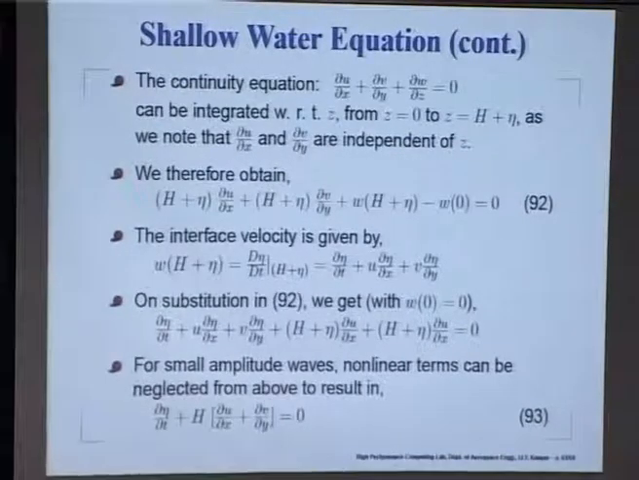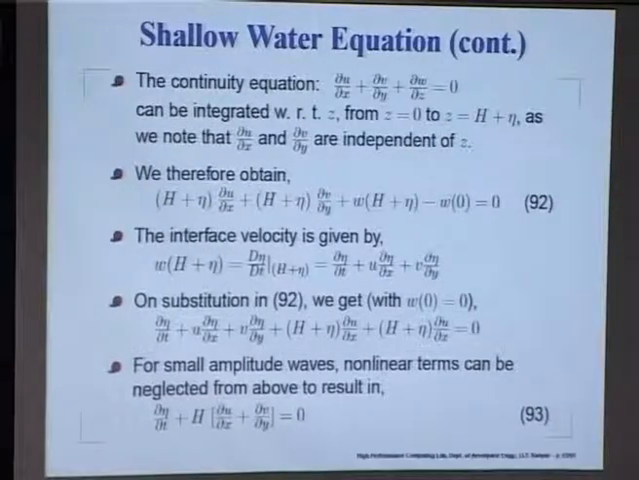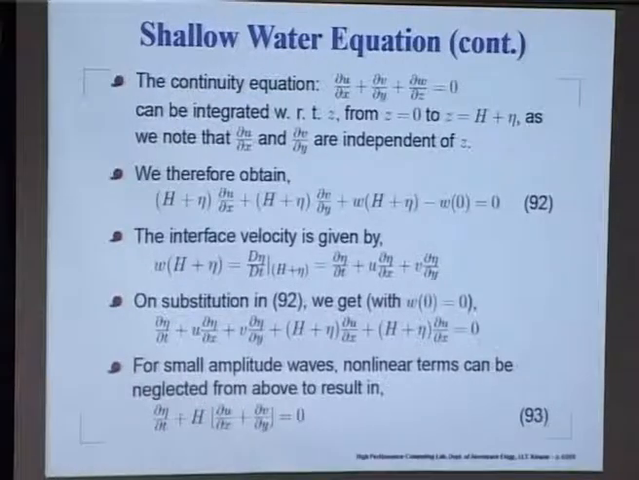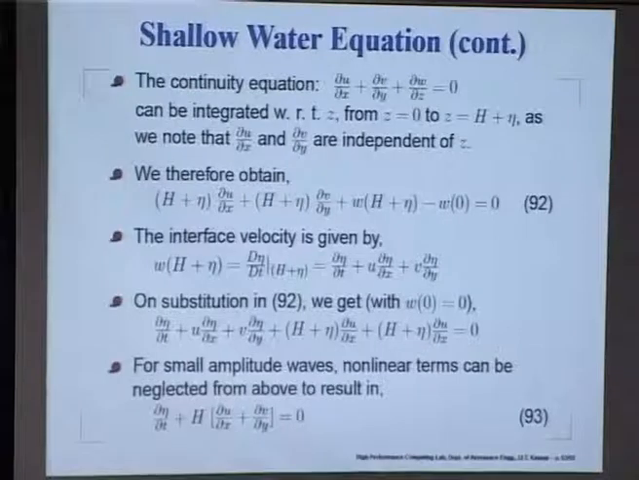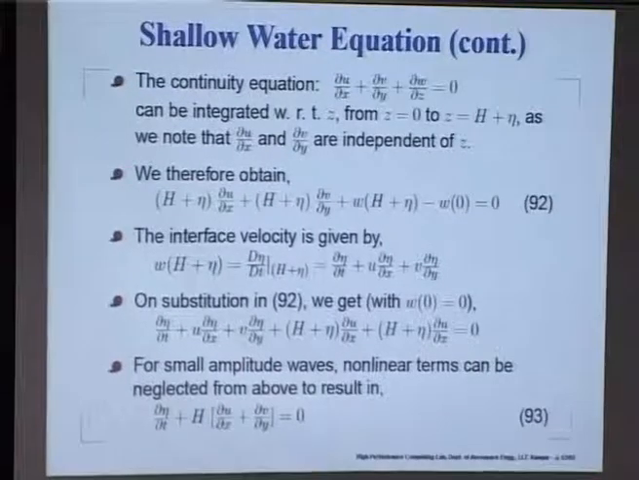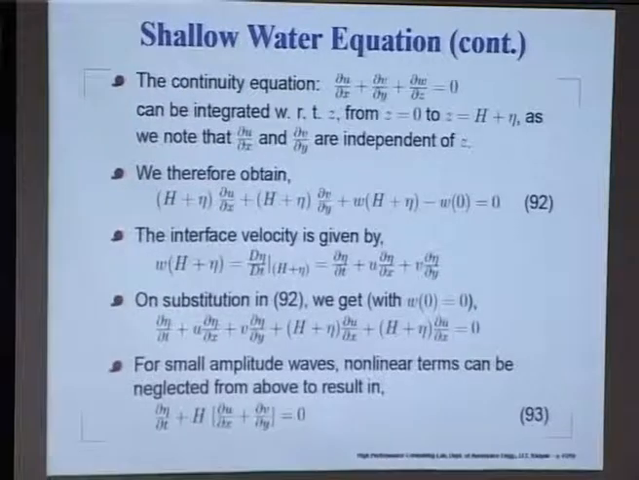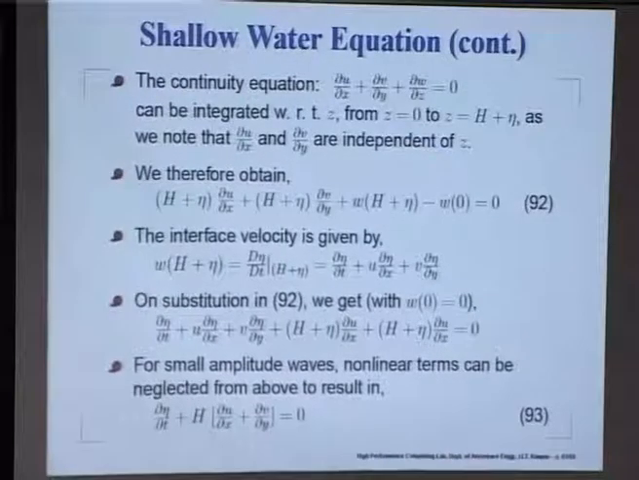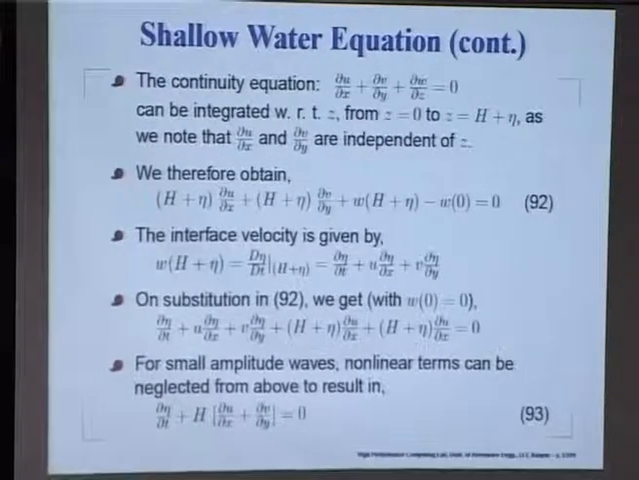Okay. So, if we are looking at small amplitude waves, we can neglect nonlinear terms. Nonlinear terms are these ones, u del eta del x, v del eta del y, eta into del u del x, eta into del v del y, and if we ignore them, this is what we get. So, what you are seeing, equation 93, is nothing but your altered mass conservation equation for the shallow water equation, right. So, this is a simplification that has been brought about.